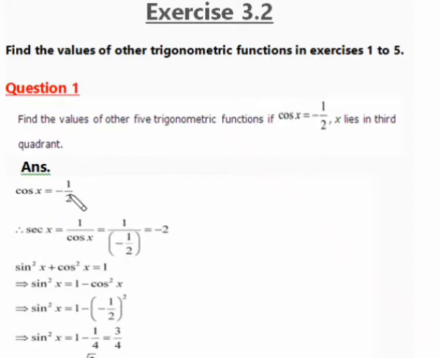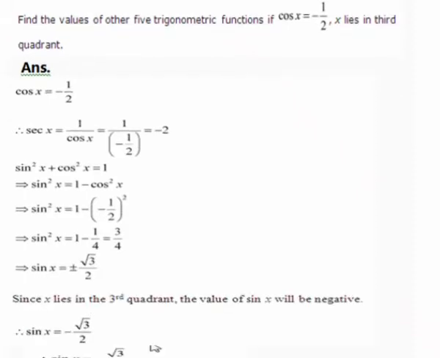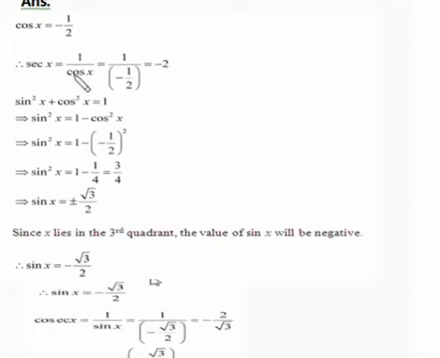Now here we have cos x is equal to minus 1 by 2. Easily we find sec x is equal to 1 by cos x, which is equal to minus 2. By using the identity sin square x plus cos square x is equal to 1, we find sin x with the help of the value of cos x. Sin square x is equal to 1 minus 1 by 2 whole square, 1 minus 1 by 4, which is equal to 3 by 4.